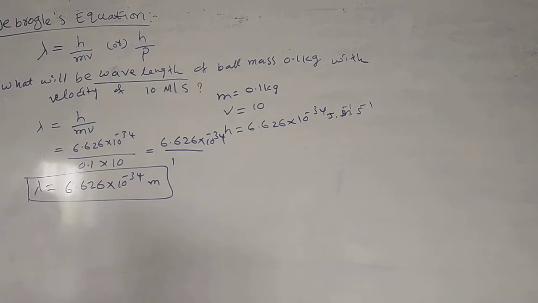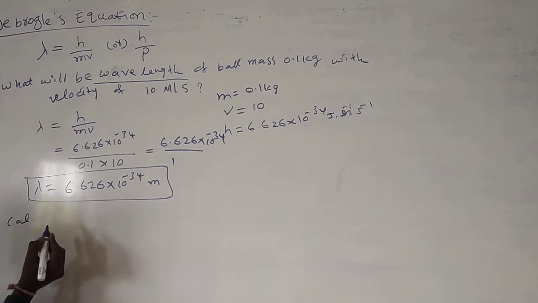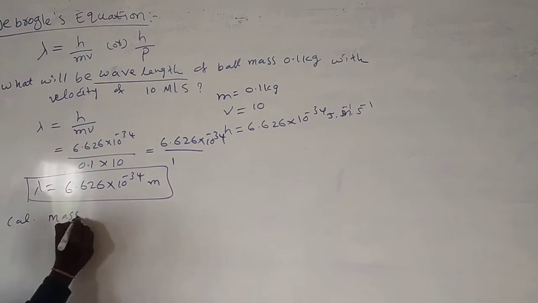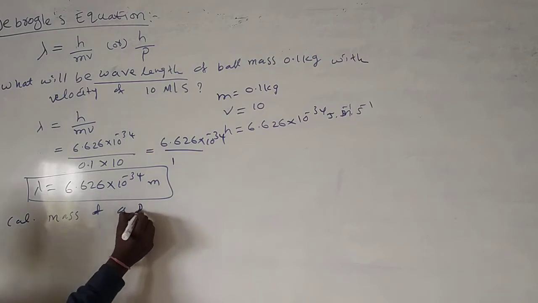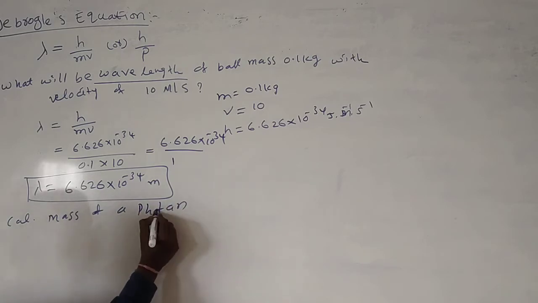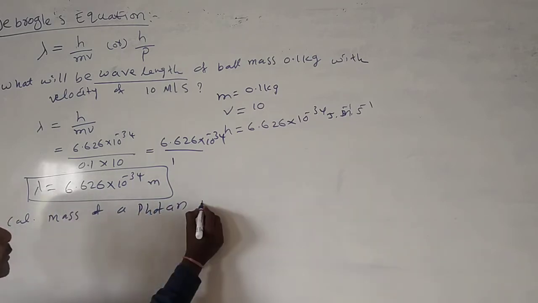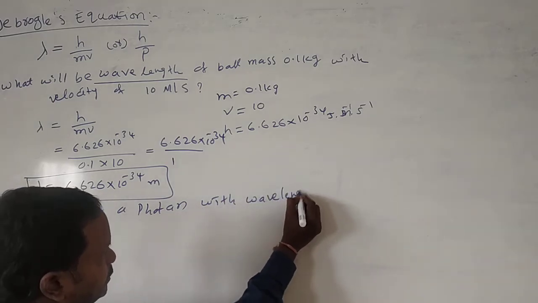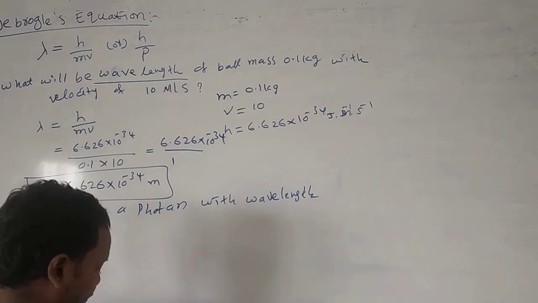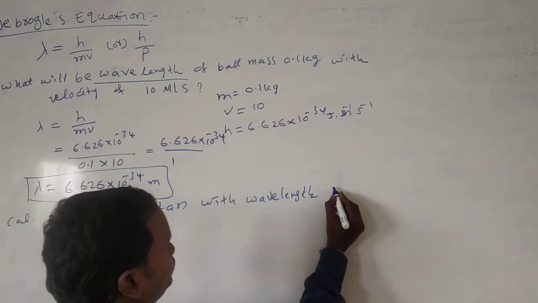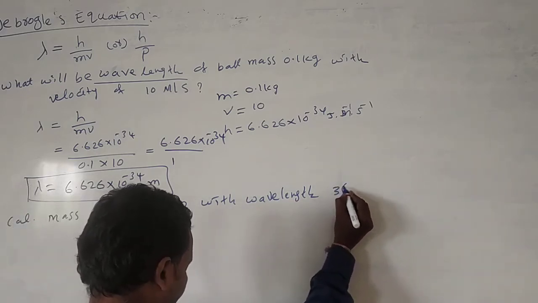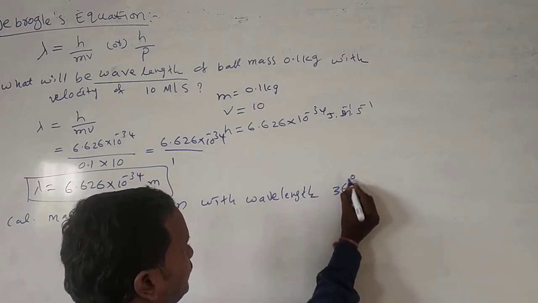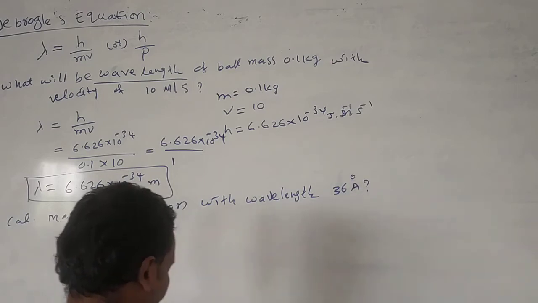Next, we'll see one more problem. First problem, second problem. Calculate the mass of a photon with wavelength 3.6 angstroms.